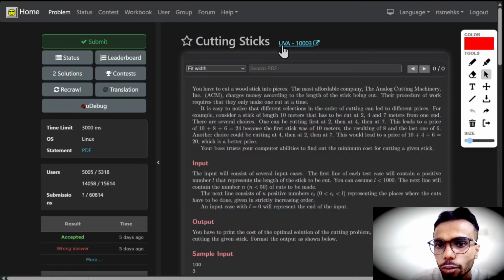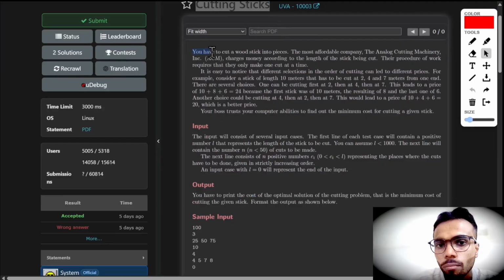Guys, this is a question from the UVA, and the question is cutting sticks. It states that we have to cut the wood stick into pieces, okay? And the most affordable company, the Analog Cutting Machinery Incorporated, ACM, charges money according to the length of stick being cut, okay? Their procedure of work requires that they only make one cut at a time, okay? It is easy to notice that different selection in order of cutting can lead to different prices.